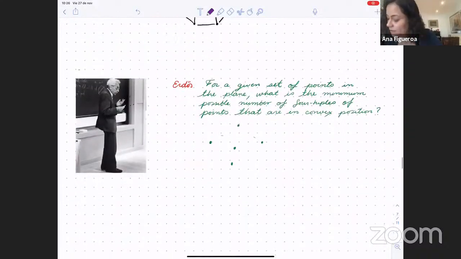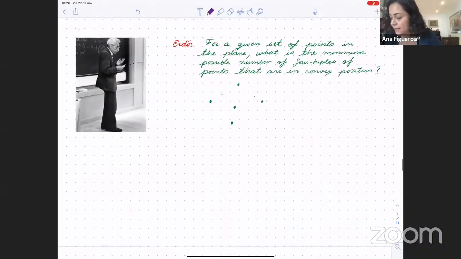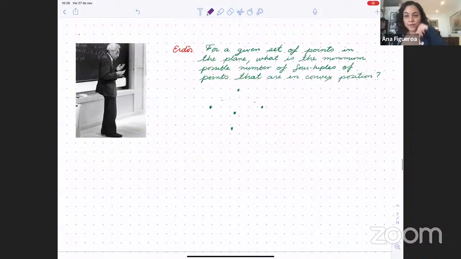But it is nice also, because, as I said before, you can think about other problems in geometry using crossing number. For example, this problem I like so much.